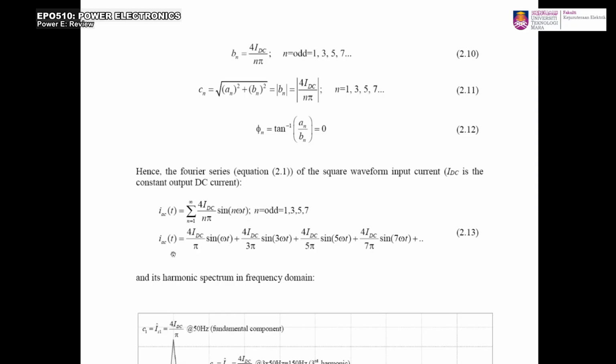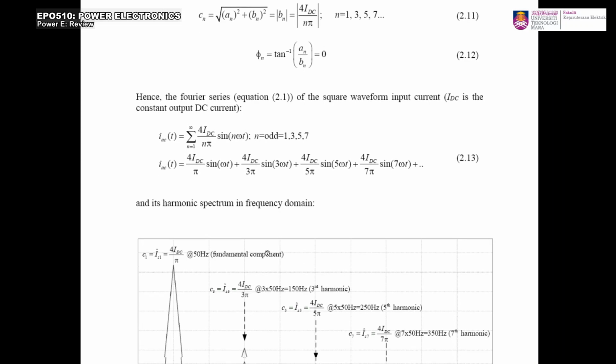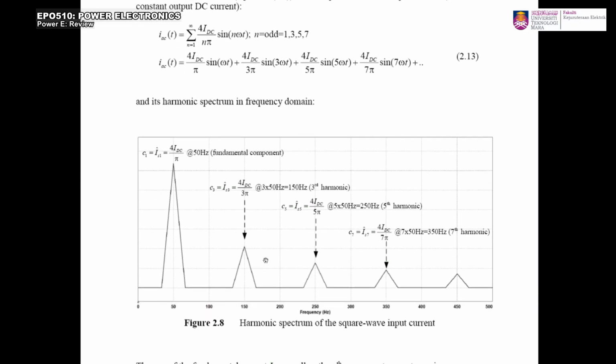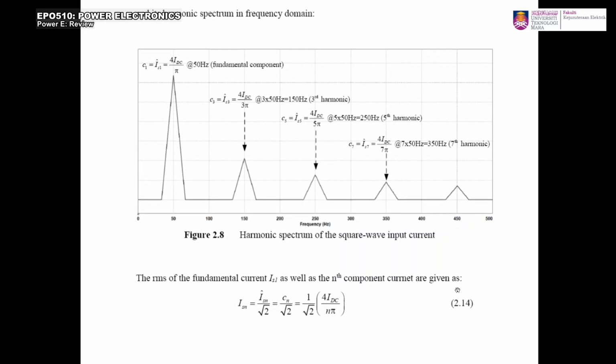So again 1, 3, 5, 7. The Fourier series for the square waveform is 4IDC over pi, 4IDC over 3 pi, and look at the individual sines: sine omega t, sine 3 omega t, sine 5 omega t, sine 7 omega t. So this is the equation, and in terms of harmonic spectrum, this is what you're going to obtain for the square waveform: the fundamental, the third, the fifth, the seventh, the ninth harmonics. Okay, and then we also need to look at the RMS of the fundamental.